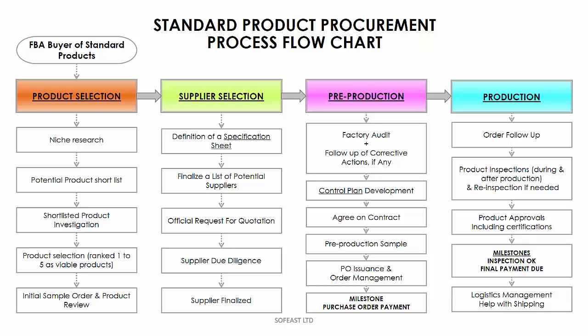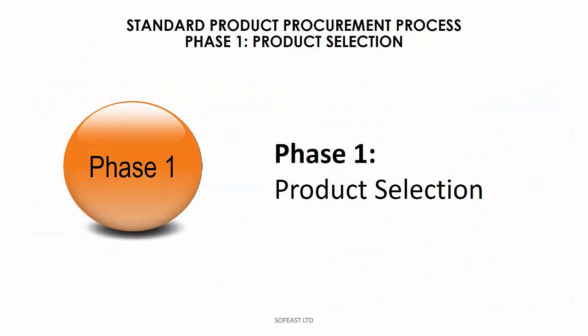Now, this is what the standard flow chart looks like. You can see the 4 phases, and each of the phases has a number of elements under that. We're going to break down each of these elements and look at those in more detail. Let's jump into phase 1, product selection.